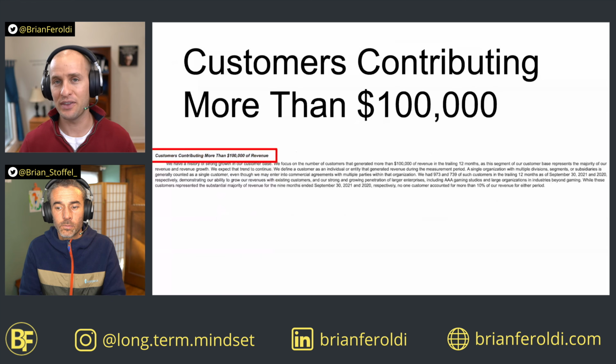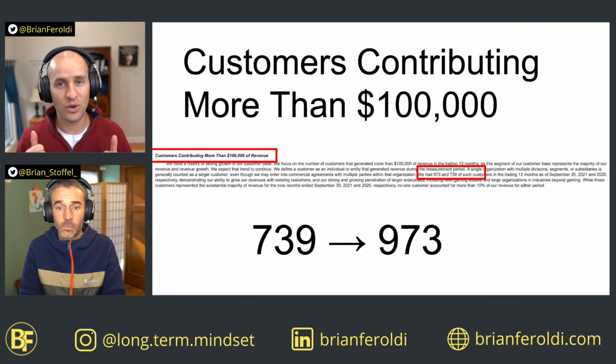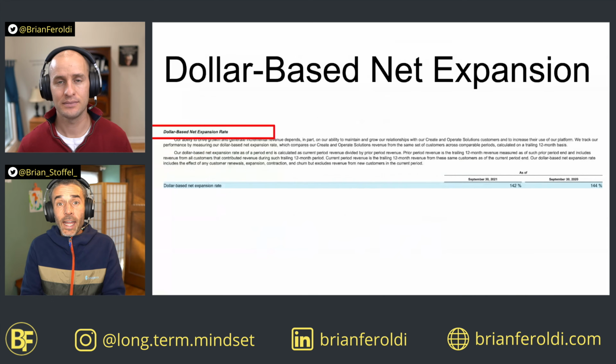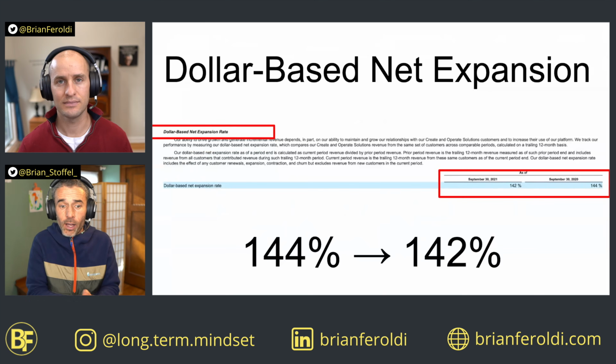What you find out in the company's most recent filing is that the number of customers spending $100K each year went from 739 to 973. That's a wonderful sign and shows you the value of digging into the details of this section. Next, you might want to find out about the company's dollar-based net expansion, which really lets you know how much existing customers are spending from year to year. If you scroll down a little more, you find the section and you can easily see that what was 144% last year at the same time is now 142%.